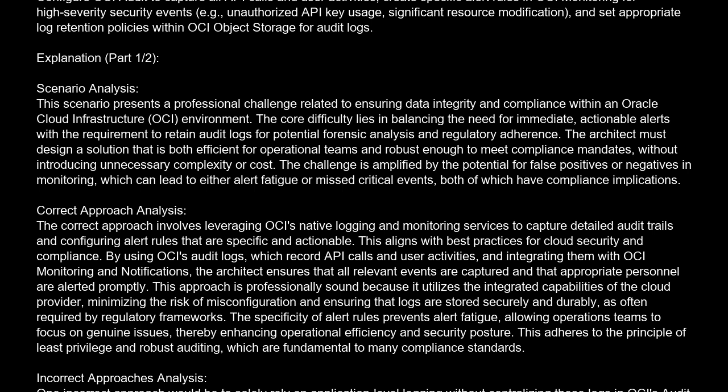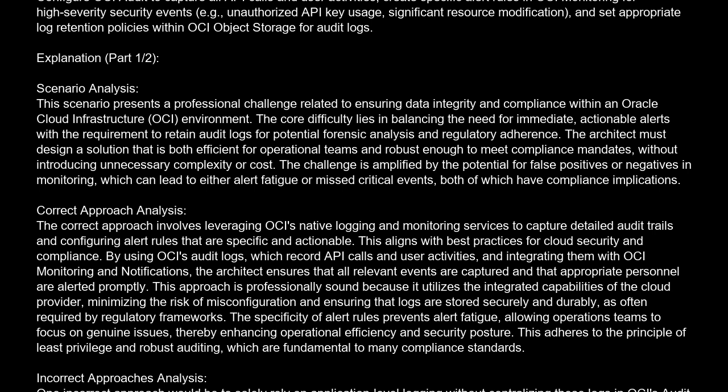The challenge is amplified by the potential for false positives or negatives in monitoring, which can lead to either alert fatigue or missed critical events, both of which have compliance implications. Correct approach analysis. The correct approach involves leveraging OCI's native logging and monitoring services to capture detailed audit trails and configuring alert rules that are specific and actionable. This aligns with best practices for cloud security and compliance.